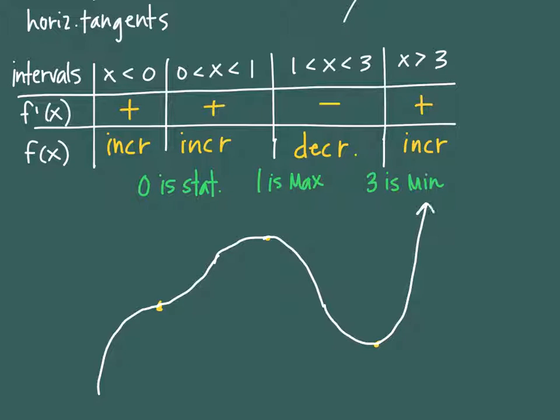Does this function have any absolute extrema? No, because the domain is all real numbers, the ends of these graphs are approaching negative and positive infinity. So it has no absolute extrema. It does have one stationary point. It has one local max, and it has one local min.